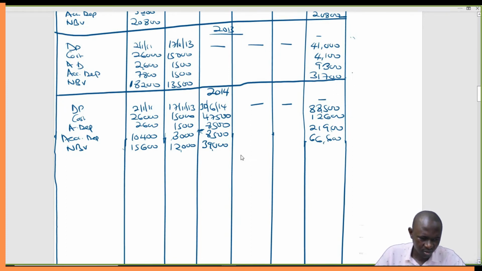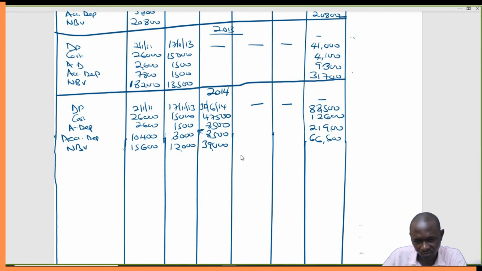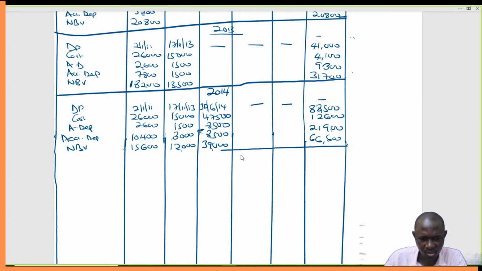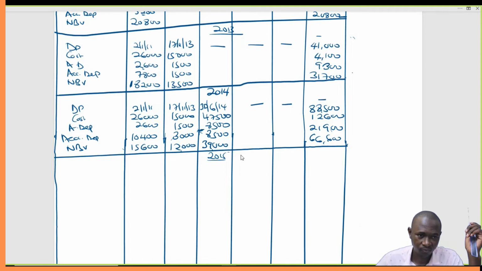So if you add this, you'll get that. Good. So we are done with our fourth year. Just underline to show that we are done with this part. So we go to 2015. I told you it's a long journey.